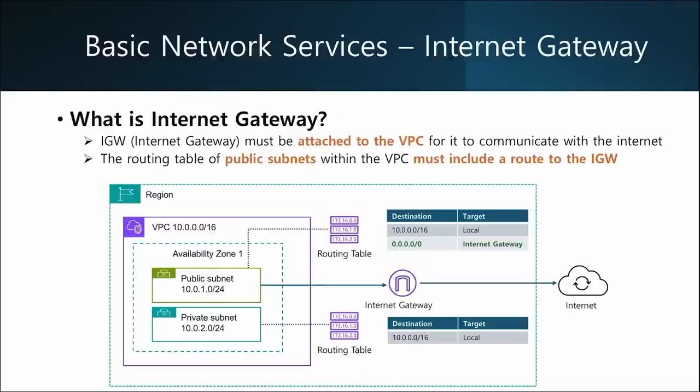Next is the Internet Gateway. An Internet Gateway is a critical component that allows your VPC to communicate with the Internet. An Internet Gateway must be attached to your VPC, allowing resources within the VPC to connect to the Internet. The routing table must contain a route to the Internet gateway, and this allows resources in the public subnet to communicate freely with the Internet. For example, when running a web server, the web server can download the resources it needs through an Internet gateway.